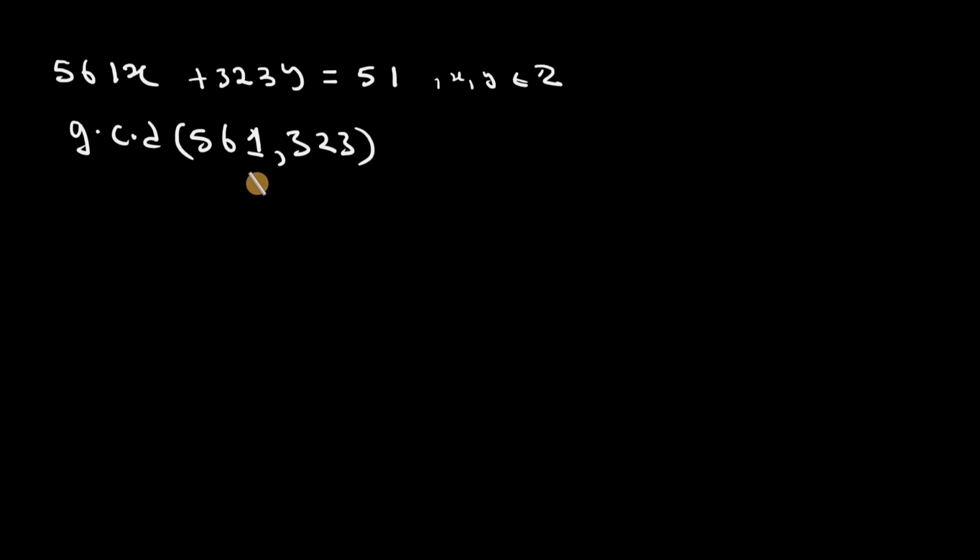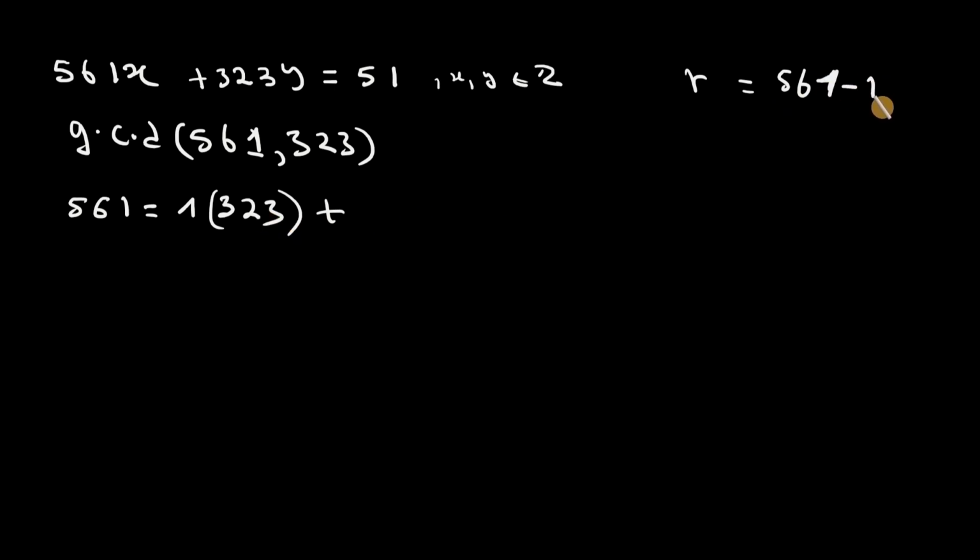To look for the greatest common divisor, we use the Euclidean algorithm. In the Euclidean algorithm, we put the bigger number, which is 561, to the left hand side of the equal sign. That is, 561 is equal to 323. 323 divides 561 one time plus a remainder. The remainder can be gotten by taking 561 minus this product, that is 1 into 323, which is equal to 238. So the remainder here is 238.